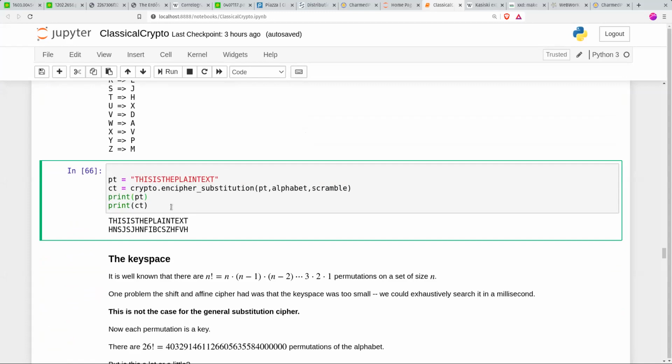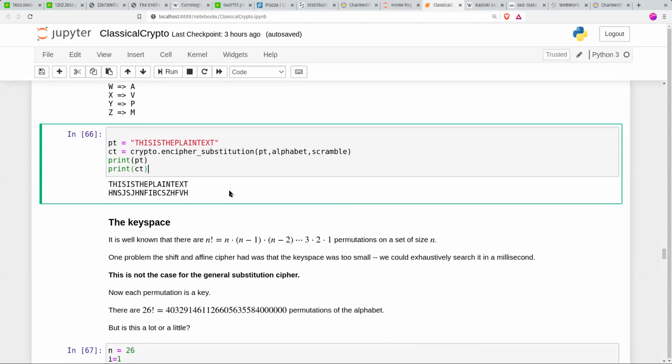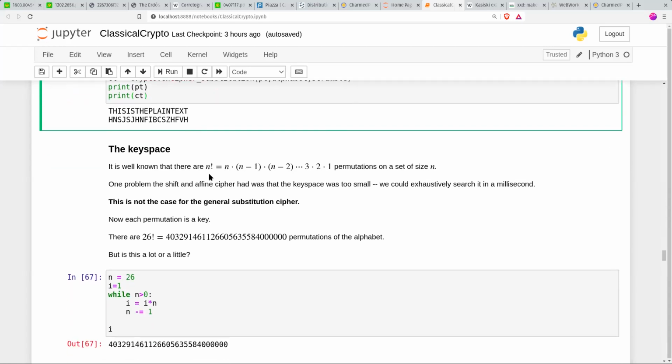So this is an improvement from what we had before, because the problem with all the ciphers we've seen up until now is that the key space has been too small. Key space has been like 26 or 300 or something like that. But now the key space has a huge number of things in it. You should have learned in 204 that the number of ways to permute n objects is n factorial.